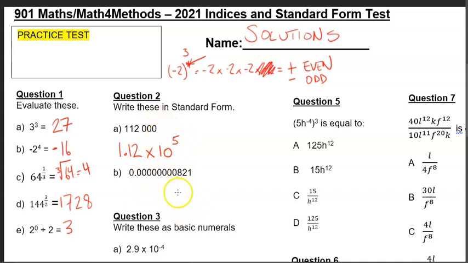In this case here, our first significant number is 8. So this is going to be 8.21 times 10 to the power of a negative because it's a number less than 1. And all we do is just simply count how many zeros we have here, including this first one here. This is 1, 2, 3, 4, 5, 6, 7, 8, 9. This is 8.21 times 10 to the power of negative 9.